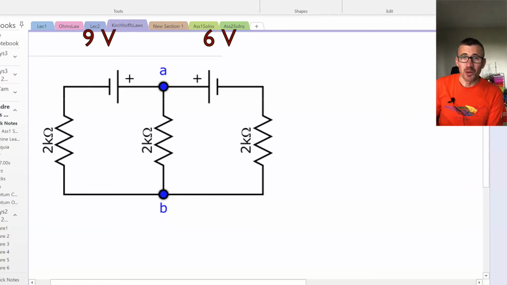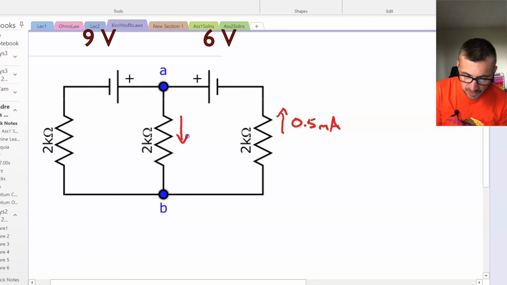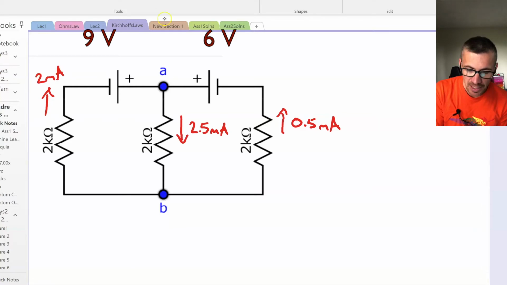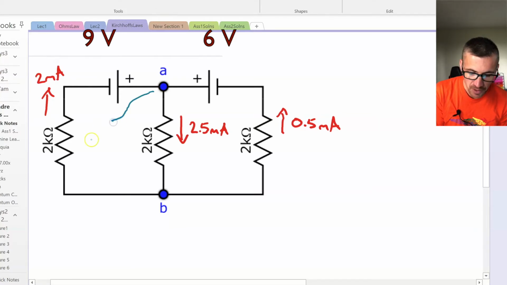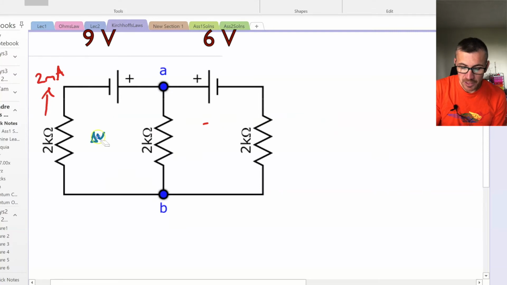So if I recall correctly, we found that we had half a milliamp flowing upwards. We had 2.5 milliamps flowing downwards, and we had 2 milliamps flowing upwards. And if we took out our multimeter and measured the delta V, the voltage between points A and B, we found it was 5 volts. Okay? So let's try to derive that a different way, not by building the circuit, but by using Kirchhoff's laws.